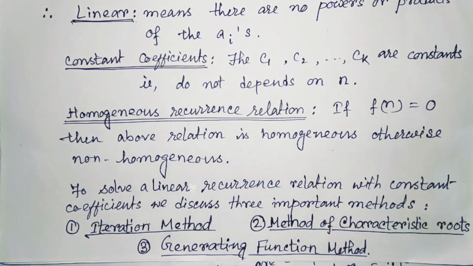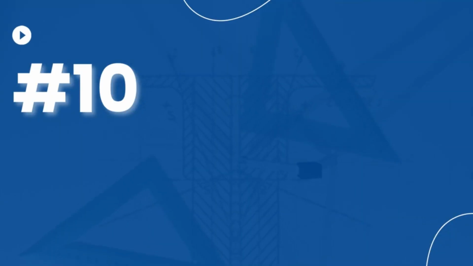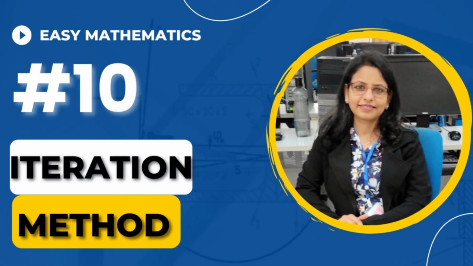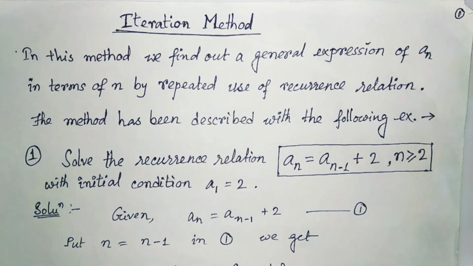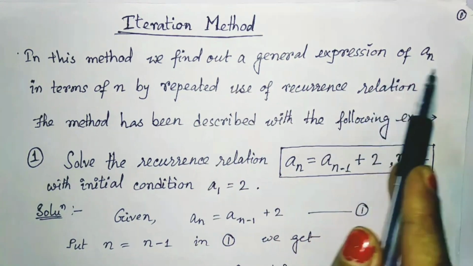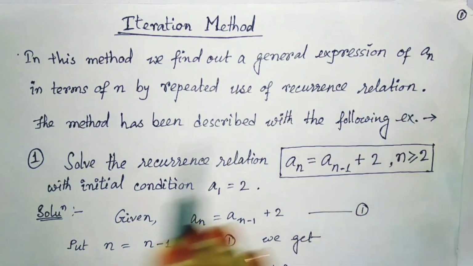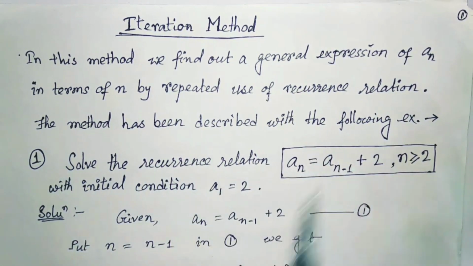Whether homogeneous or non-homogeneous, if we want to solve such a linear recurrence relation with constant coefficients, then we use three basic methods. One is the iteration method, the second one is the method of characteristic roots, and the third one is the generating function method. In our next lecture, we discuss all these three methods one after another. We are discussing the iteration method first. In this method, we find a general expression of an in terms of n by repeated use of the recurrence relation. The method is described with the following example.